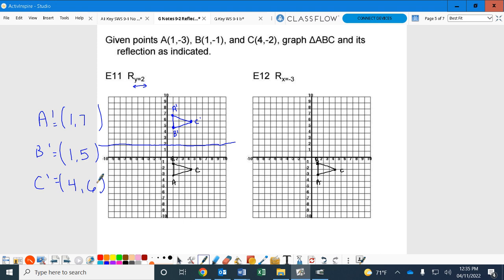Okay, last one. We're going to be reflecting across a line that is an X line, which means it's going to be an X line. If it's an X line, it's going to be vertical, straight up and down, vertical. So we need a vertical line at -3. Here's -3. Just draw a vertical line through -3.